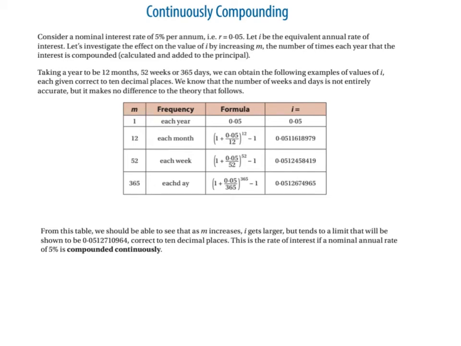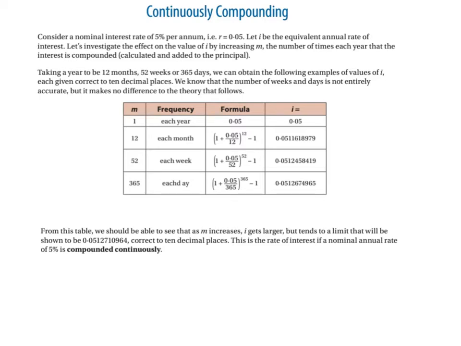Hi guys, in this video what we're going to look at is what's called continuously compounding. We're just going to have a look at some numbers first and then work it out in the general case. So if we consider a nominal interest rate of 5% per annum, what we're saying is that R is equal to 0.05, but we're not saying whether that's compounded monthly, daily, etc. And we're going to let I be the equivalent annual rate of interest. So we're going to investigate the value of I by increasing M, i.e. the number of times that it's compounded.